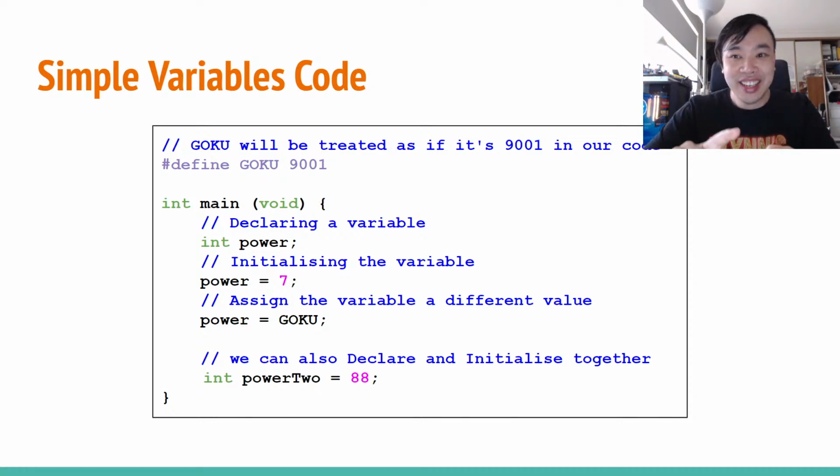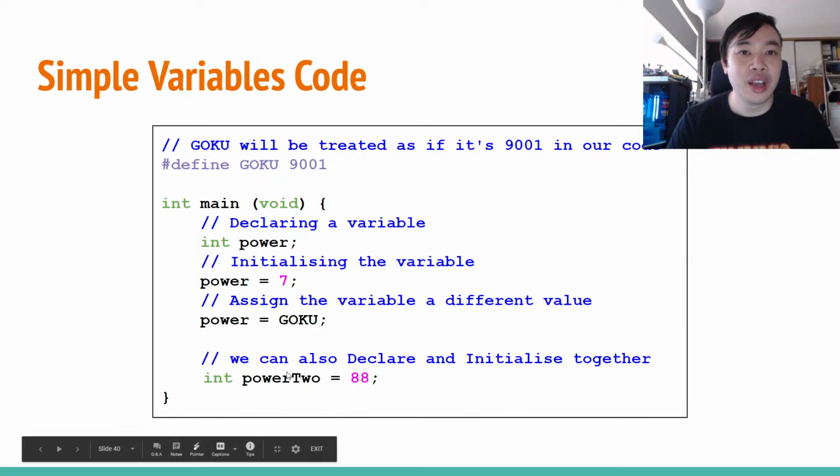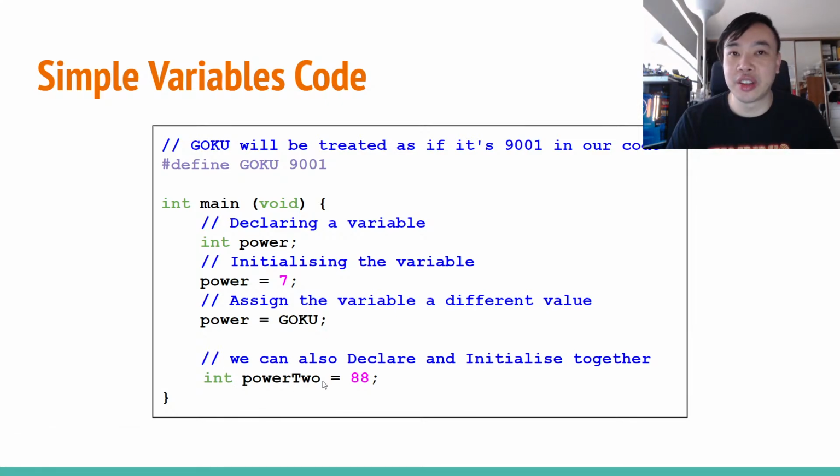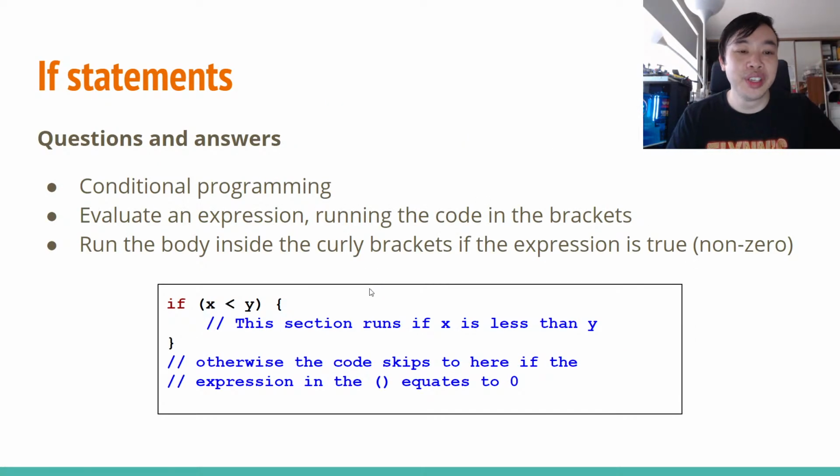So we can declare a variable like so. We can initialize the variable by giving it its first value, but we can assign different values to things, and we can make a variable that we declare and initialize together. I think people are probably pretty solid on variables now, hopefully.